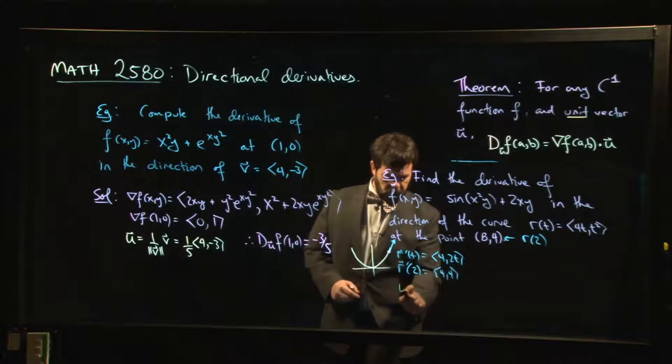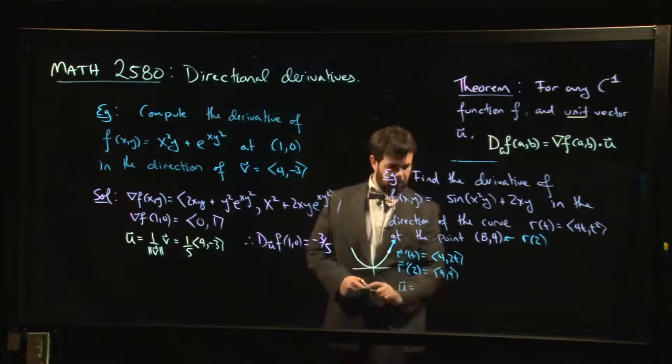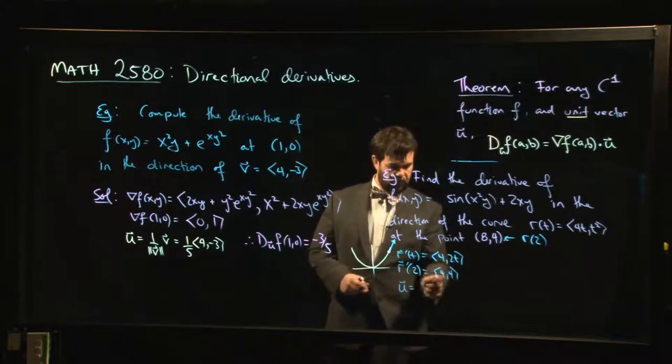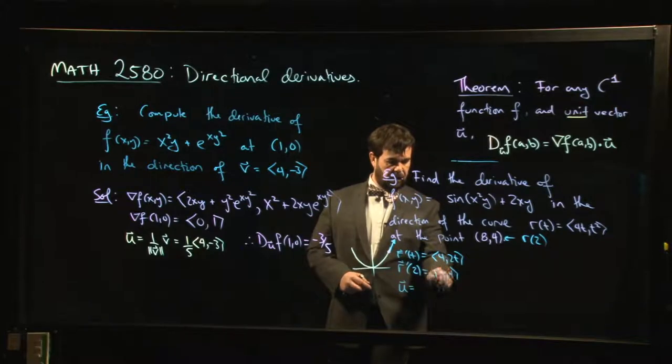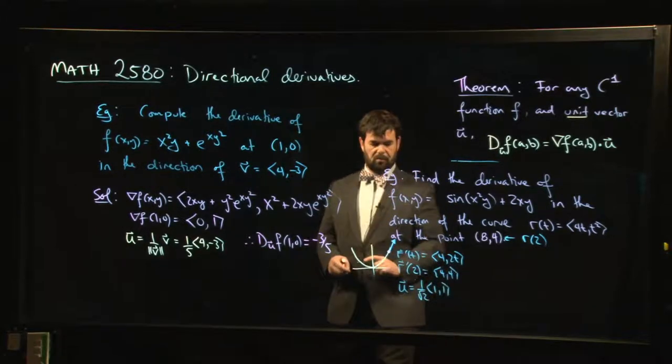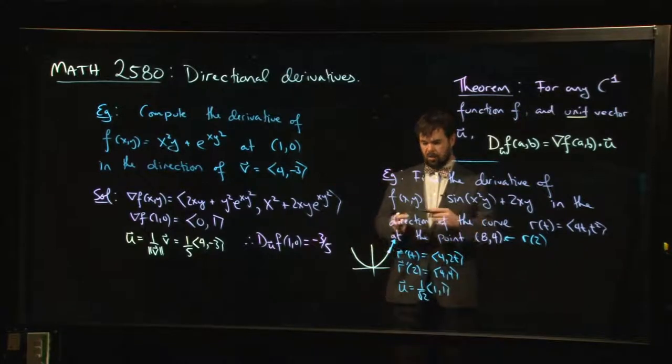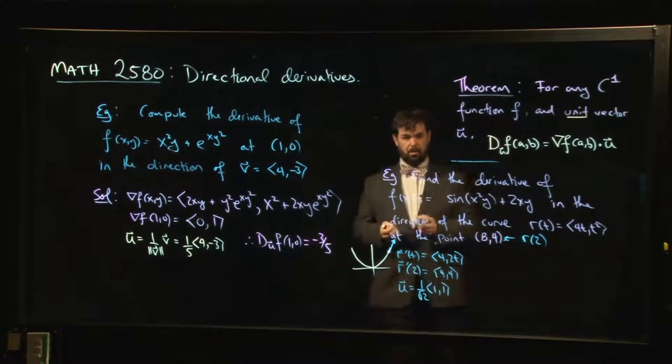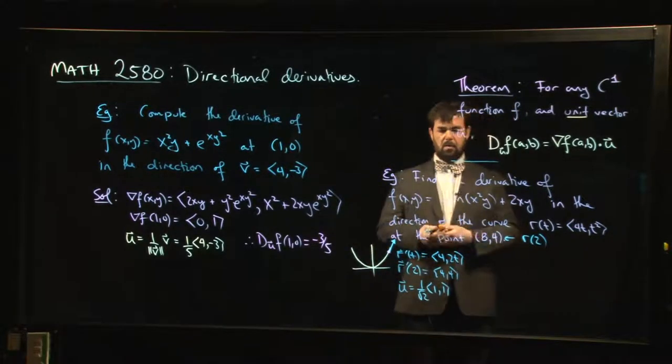We need the corresponding unit vector. u is going to be, well, what is it going to be? So this is parallel to the vector 1, 1. The magnitude of that is root 2, so we can do 1 over root 2 times 1, 1, right? So that's a unit vector in the direction of the curve at that point. Then we can go ahead and use this machinery, right?